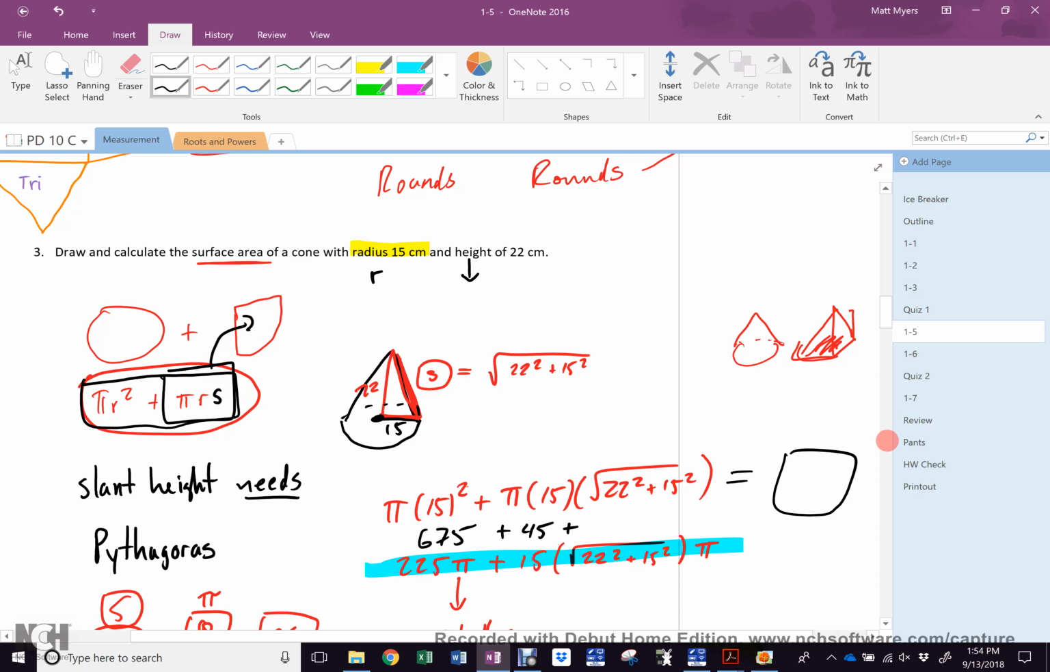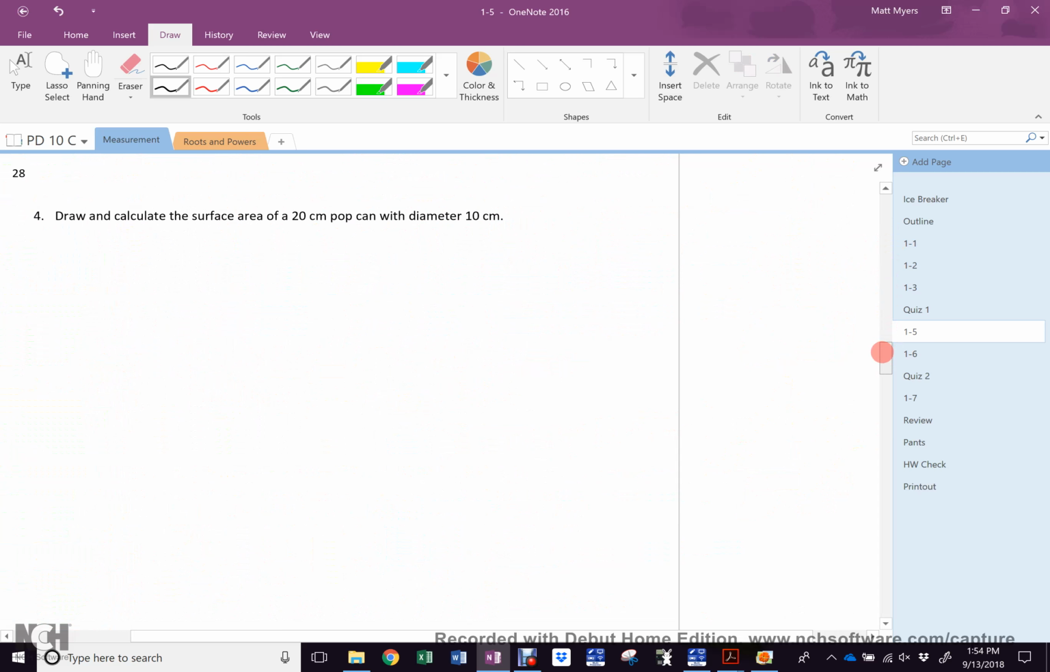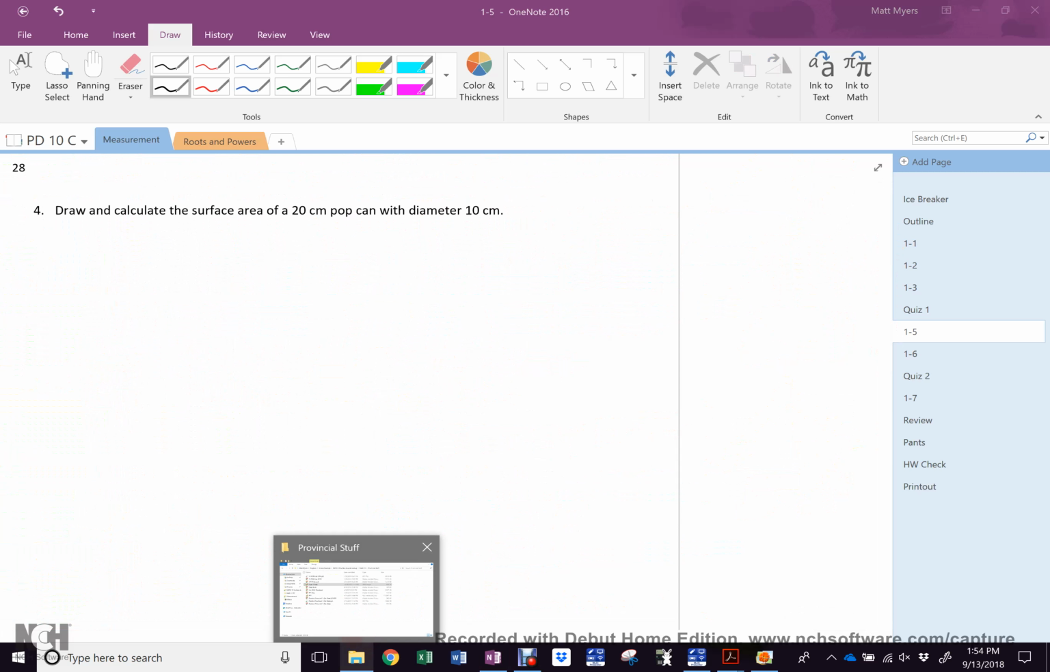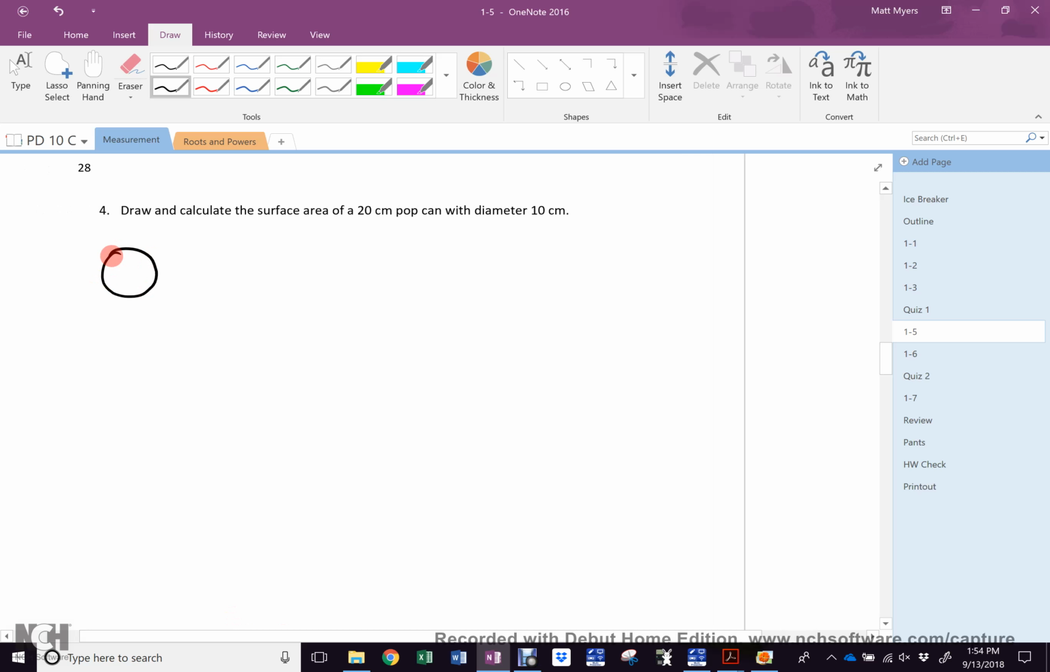Okay? All right, let's go to a cylinder. What's a cylinder? We already talked about what a cylinder is, right? There's a circle on the bottom. Then there's a circle on the top. And what separates them? A single rectangle, right? Well, what's the area of a circle? Pi r squared. How many circles do we have? So it's 2 pi r squared, right?